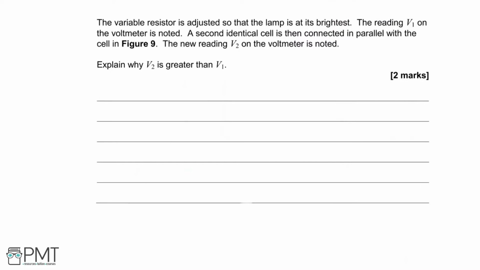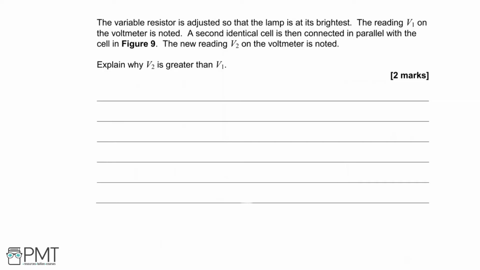The variable resistor is adjusted so that the lamp is at its brightest. The reading V1 on the voltmeter is noted. A second identical cell is then connected in parallel with the cell in figure 9. The new reading V2 on the voltmeter is noted. Explain why V2 is greater than V1.